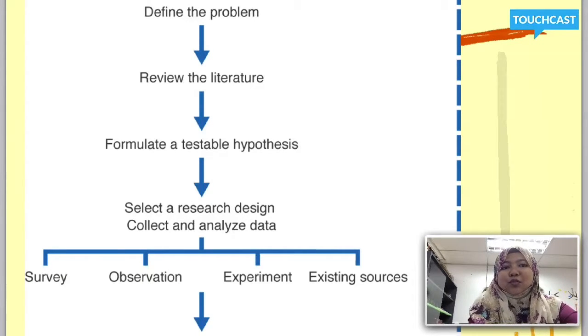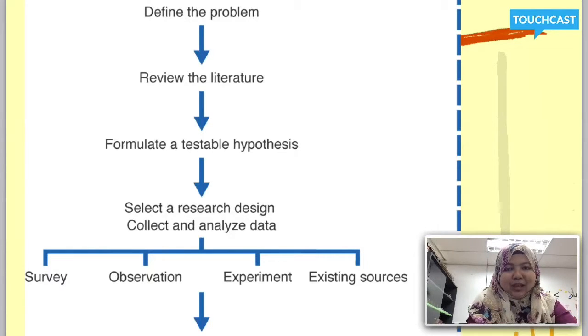So next we move on to review the literature. How we review the literature, we will look back at all the previous research, right, and then we will read all the articles, and then we also refer back to all the theory and concept that another researcher used to explain about the problem that we need to discover. So next, moving on to a testable hypothesis.